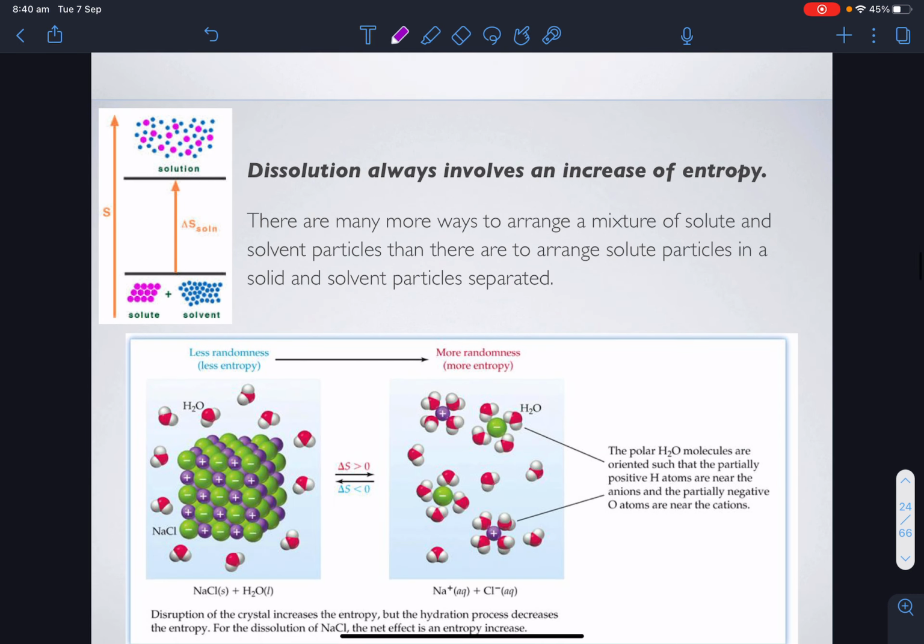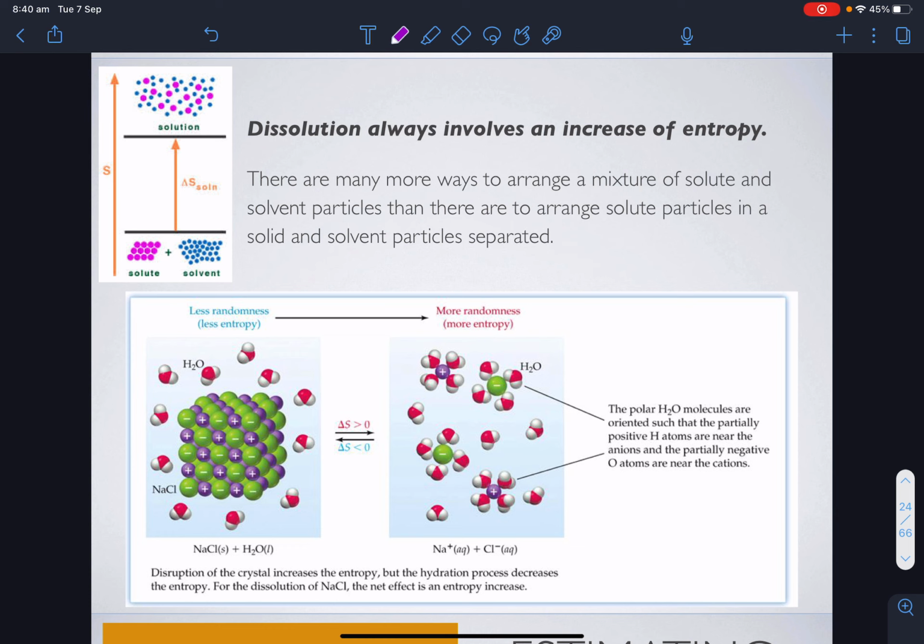Now, the only thing we haven't talked about is another common state that chemists talk about, which is solutions. Dissolution always involves an increase in entropy. The way to think about it is, down here, you've got the solute and solvent separated, and up here you've got some random mixture. You have to think all those different ways that you can arrange that solution is much more than how you have to arrange the solute and solvent. So that's why it always results in an increase in entropy.